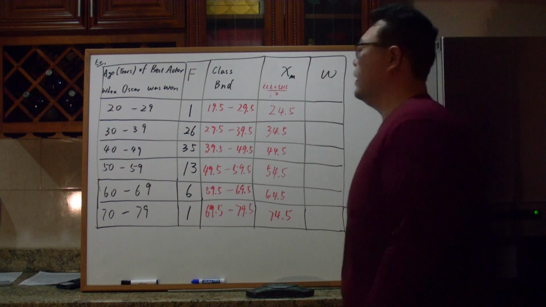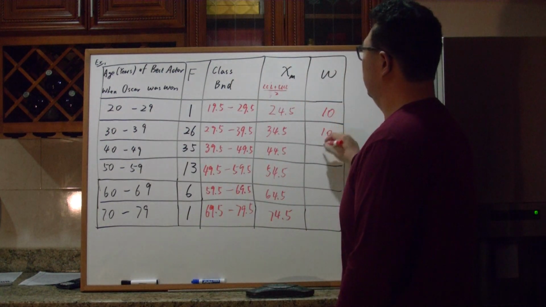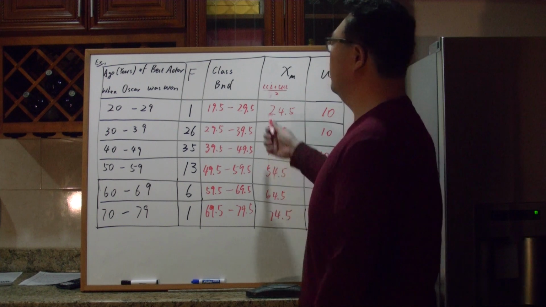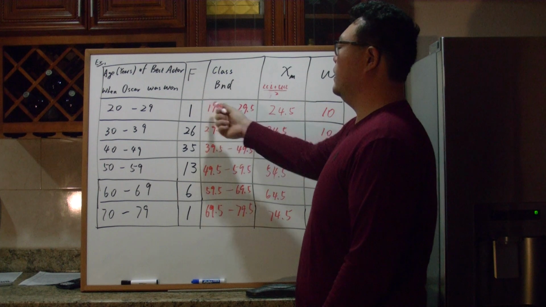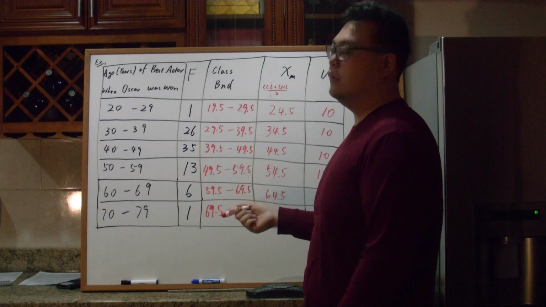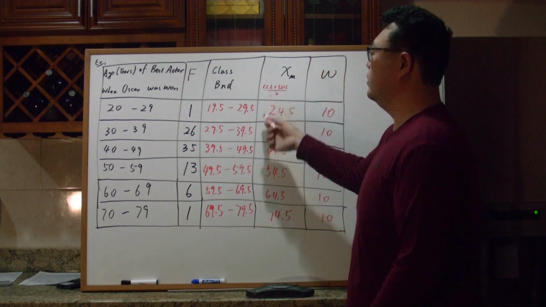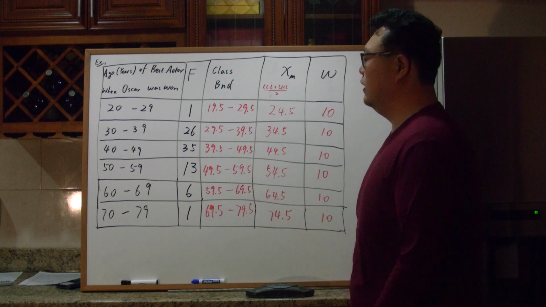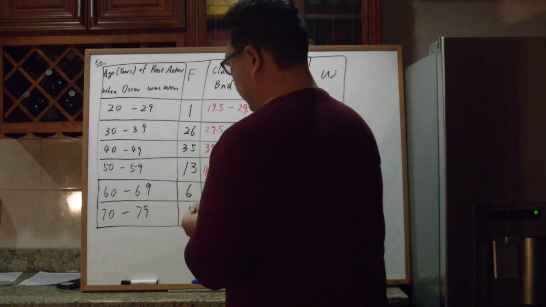Right, again, we use the fact that the gap should be the width. So if we check that the gap should be 10 in each class, we could use that fact to double check our result. If the gap between two consecutive lower or upper boundaries is the width, or the gap between two class midpoints is the width, that is how we can double check our work, to make sure that we're doing the right thing.